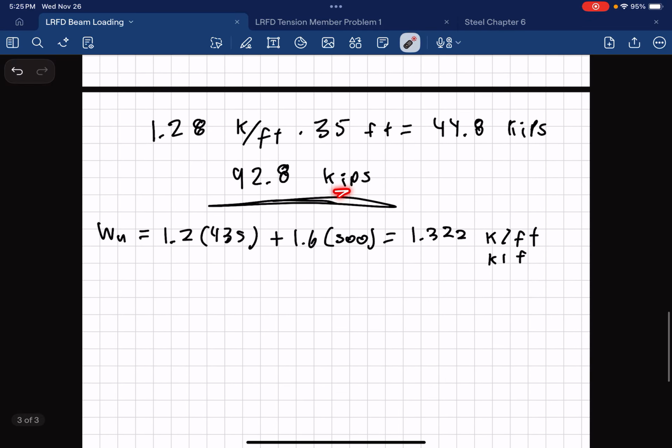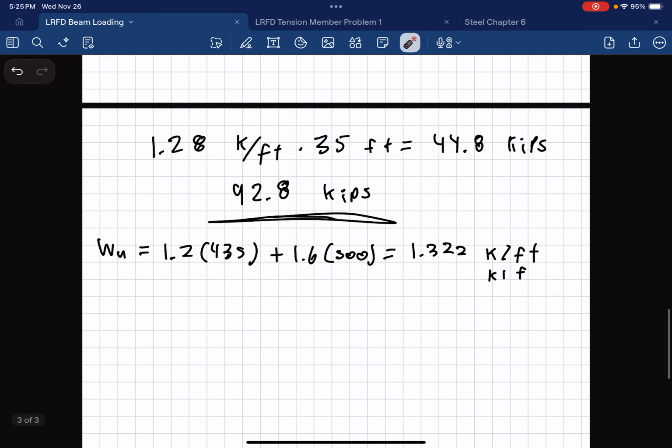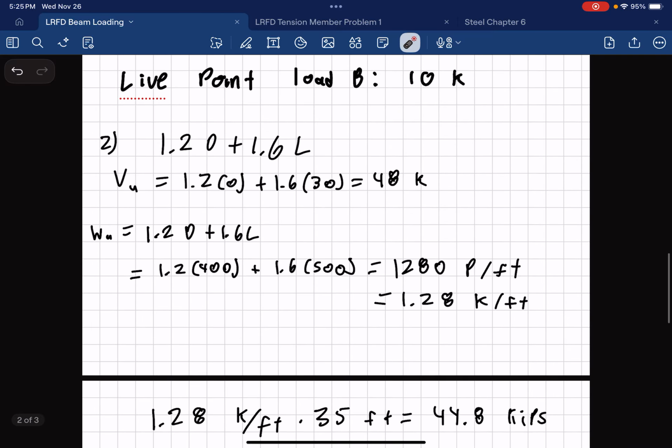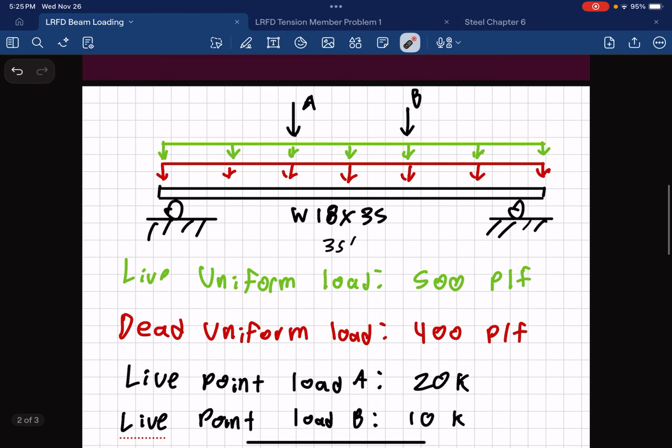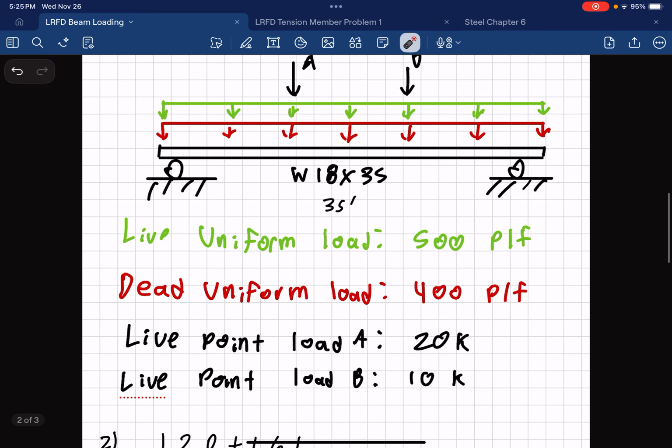92.8 kips. This number here is really important if you were to come back and you were going to work on doing end reactions, if you were going to do your shear and moment diagrams. We'd need some additional information to be able to do that, but we're not going to handle that right now.